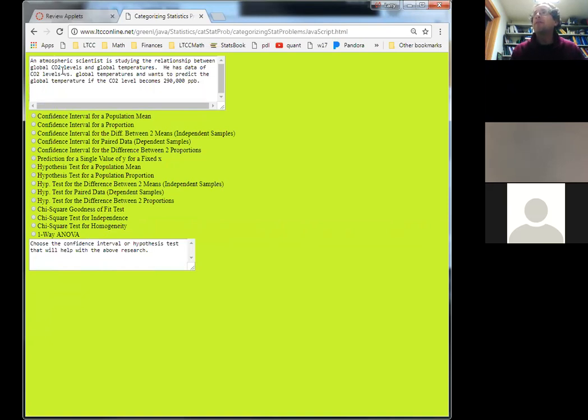So here we go. An atmospheric scientist is studying the relationship between global CO2 levels and global temperatures. He has the data of CO2 levels versus global temperatures and wants to predict the global temperature if the CO2 level becomes 290,000 parts per billion. So let's see in your chat box what your guess is. Tell me which of these 15 different possibilities is the right one. Put in your chat box which one you think it is. You've got a 1 in 15 chance if you have no clue.